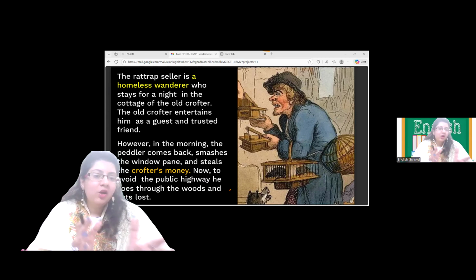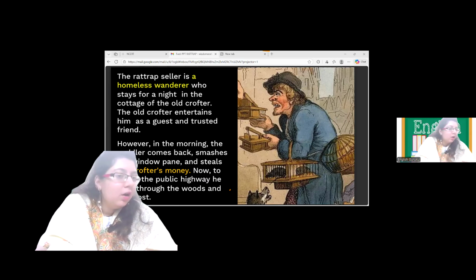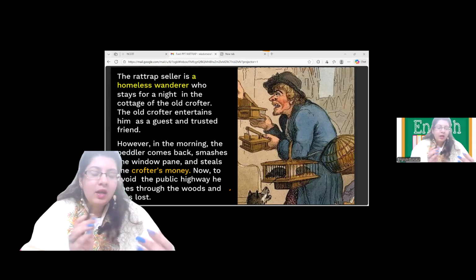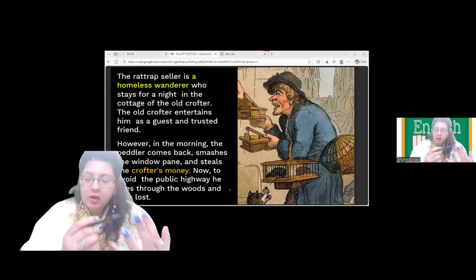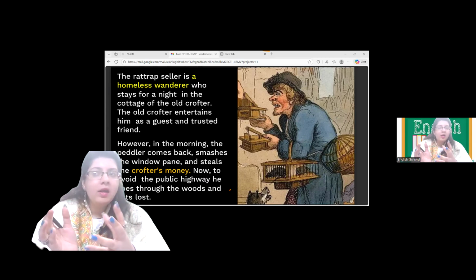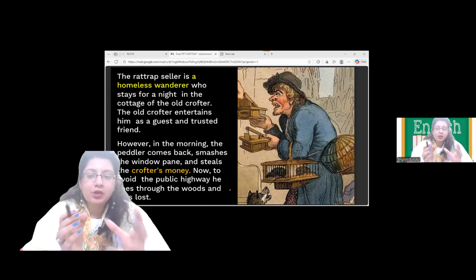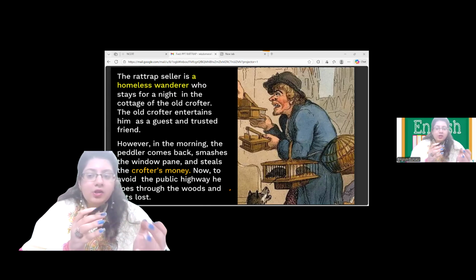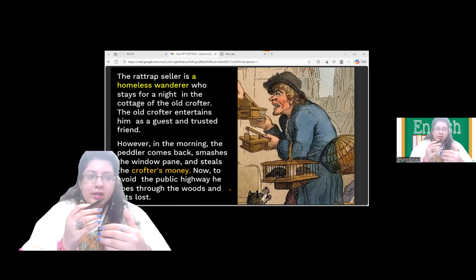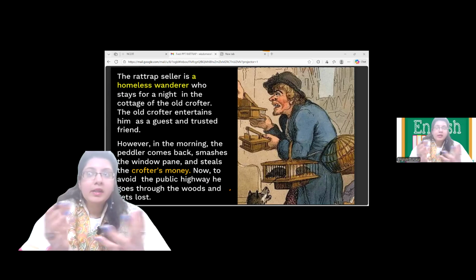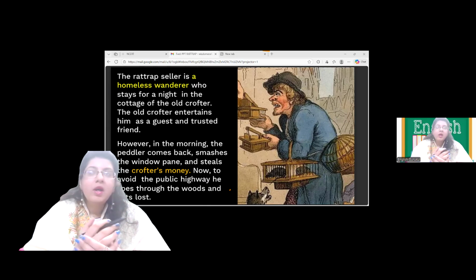So the Rattrap seller is a homeless wanderer. As I have mentioned in my previous videos, in my previous sessions as well, when we refer to the Rattrap seller, we can also refer to him as a vagabond. Why are we referring to him as a vagabond? Because he's a kind of wanderer, he doesn't have any particular place to stay in. He just keeps on wandering aimlessly, he doesn't have any aim, he doesn't know the direction where he is going, and where that direction is gonna take him, right?